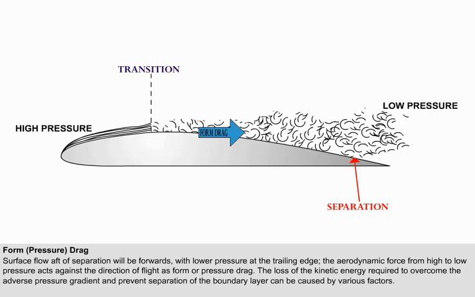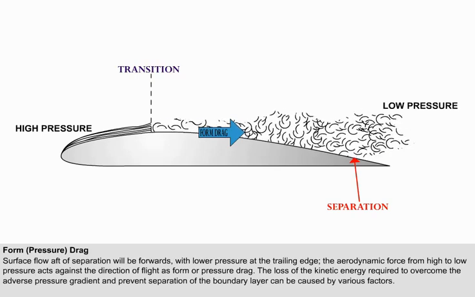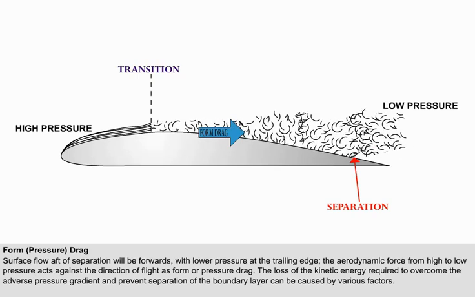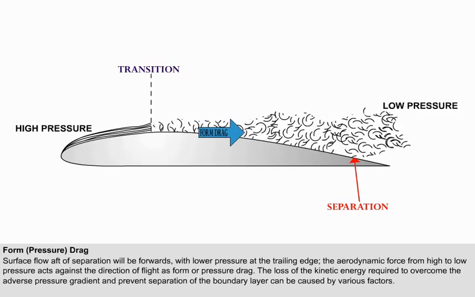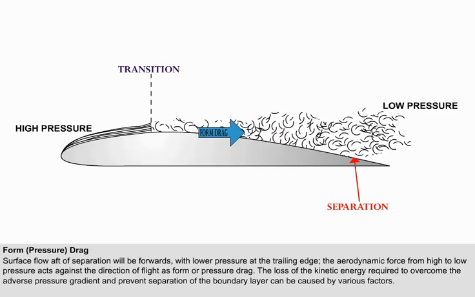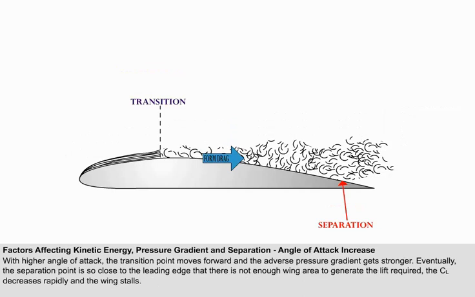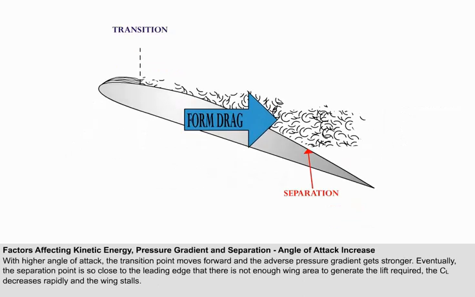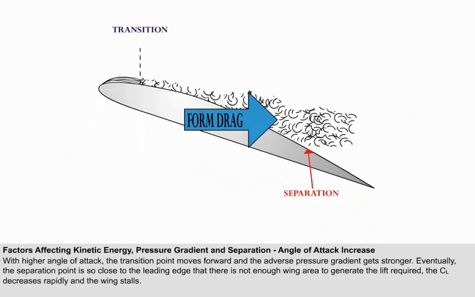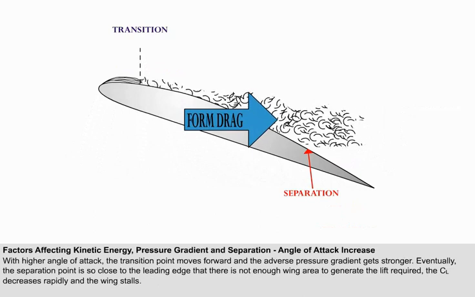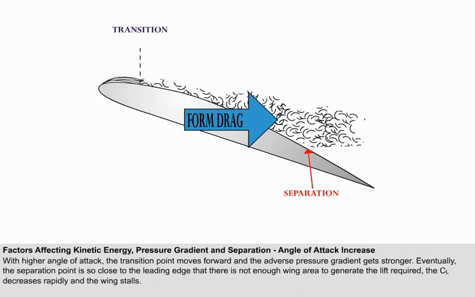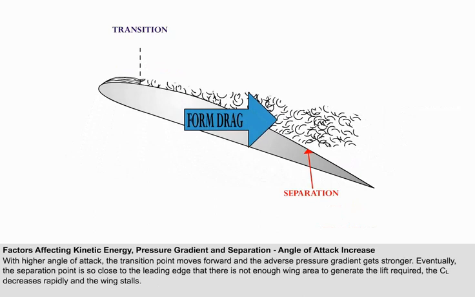The loss of the kinetic energy required to overcome the adverse pressure gradient and prevent separation of the boundary layer can be caused by various factors. As angle of attack increases, the transition point moves closer to the leading edge, and the adverse pressure gradient becomes stronger. This moves the separation point forward.